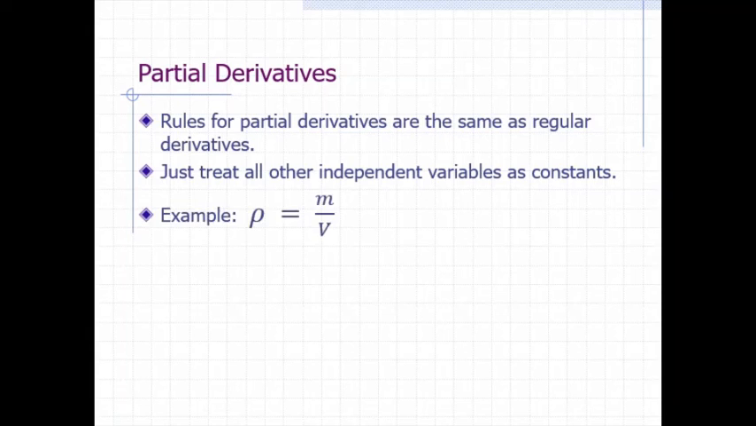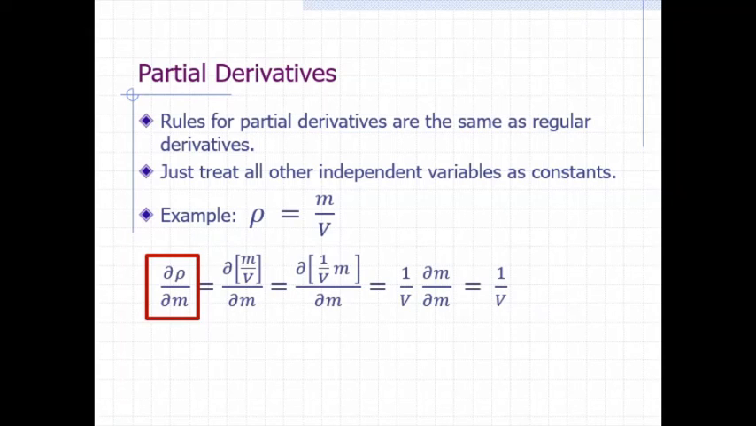Here's an example. Suppose rho is equal to m over v. What would be the partial derivative of rho with respect to m? Let's work this out step by step. We substitute m over v for rho. We can write m over v as 1 over v times m. Since we are partial differentiating with respect to m, we treat v as a constant. So here we have a constant 1 over v times a function of m. We can factor out the constant. This gives us 1 over v times partial derivative of m with respect to m. Partial m over partial m is just 1, so our expression simplifies to just 1 over v.